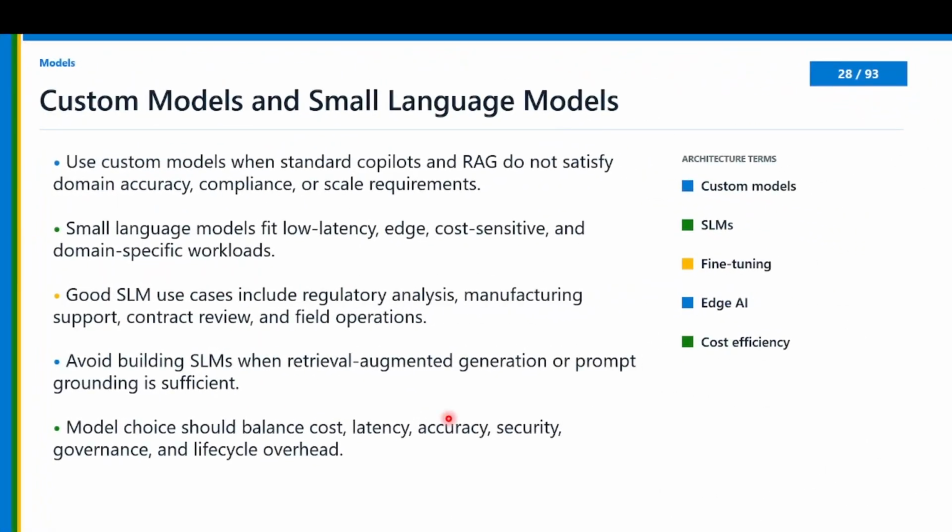All right, this is slide 28. We have here custom model and small language models. So when should you use custom models? When should you use small language models? We have been talking about models. When we talk about model here, we're talking about base model.